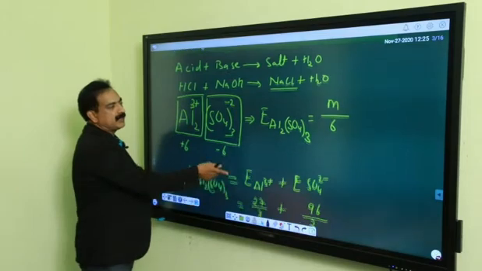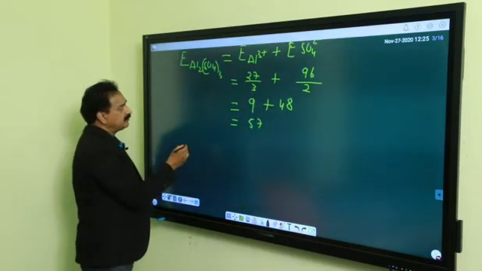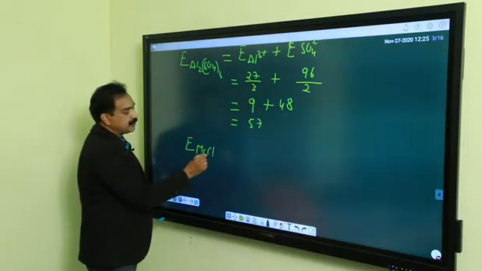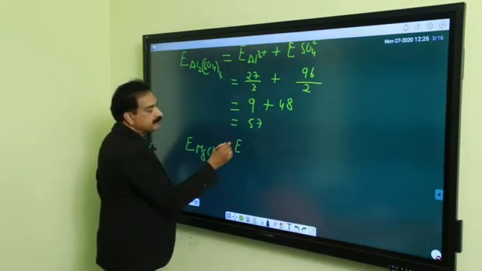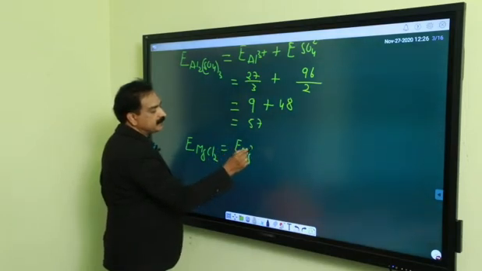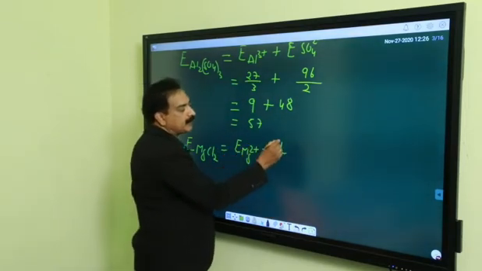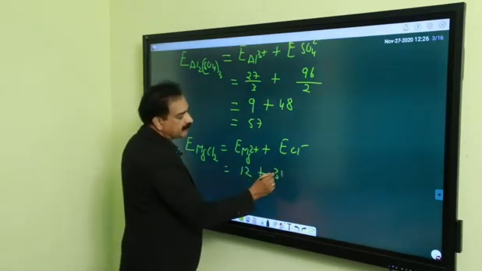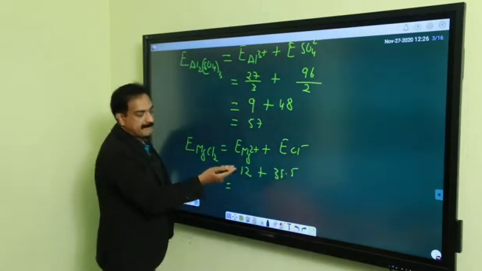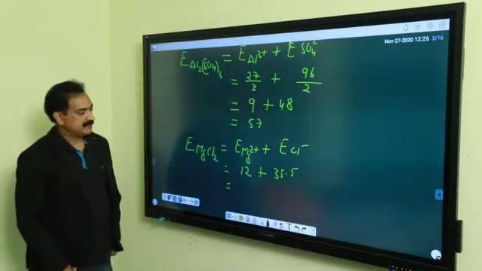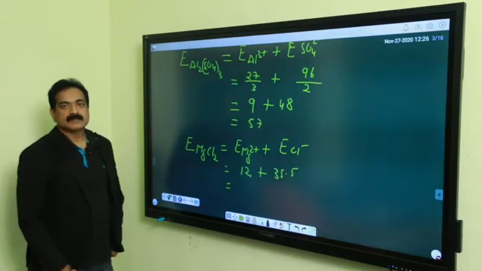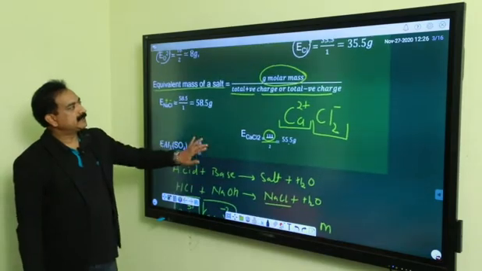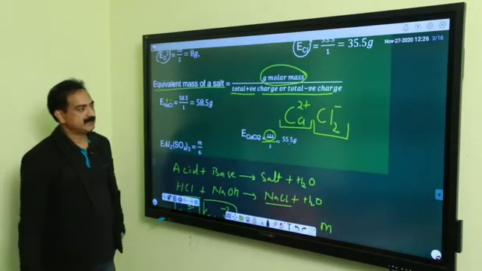So this is the equivalent mass of a salt. Like if you want to calculate the equivalent mass of any other salt, for example magnesium chloride, you can follow the simple method: the equivalent mass of Mg 2 positive plus the equivalent mass of Cl negative, that is 12 plus 35.5, which is 47.5. So the calculation becomes easy. If you calculate it in the other manner, it is comparatively tedious and lengthy.